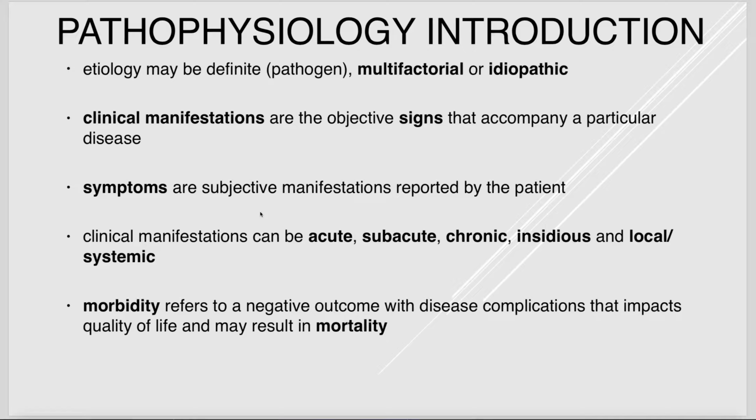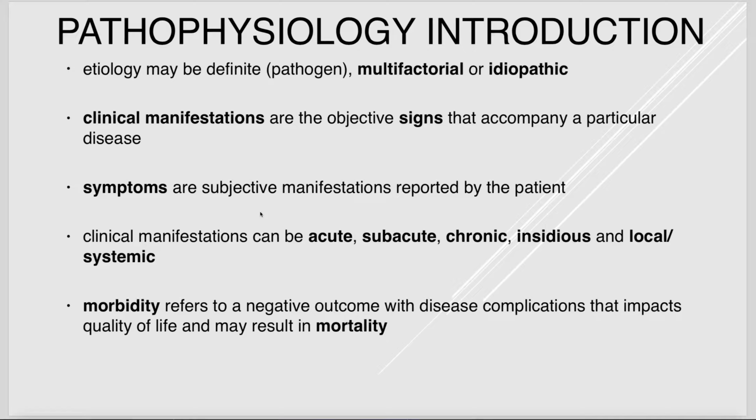Clinical manifestations are the objective signs that you see with a disease. So these are the things that you can see or measure. Symptoms, of course, are subjective, meaning they're reported by the patient. So things like pain and headaches and nausea and all of those types of things, those are symptoms.